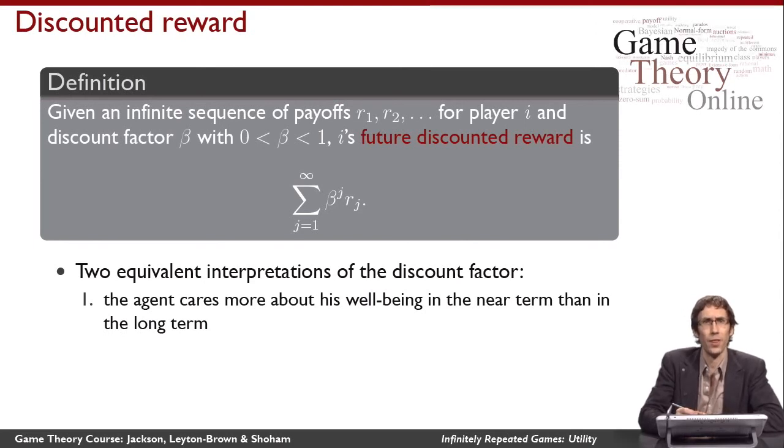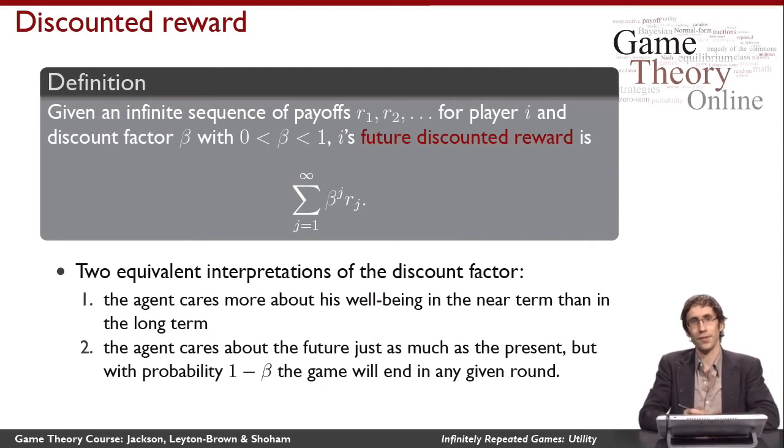And there are two ways we can think about what the discount factor means. So the first is kind of the interpretation that I've been telling you so far, that the agent just cares more about the near term than the long term. There's another definition which is different but mathematically the same, so it's interesting to think about. And that is that the agent really is the agent we just talked about in the average reward case, cares just as much about every payoff.